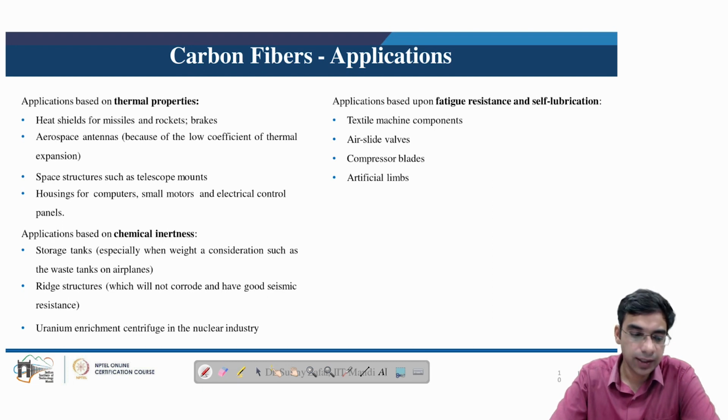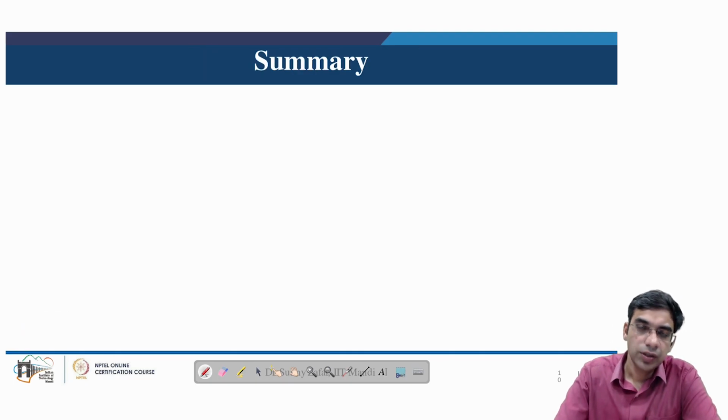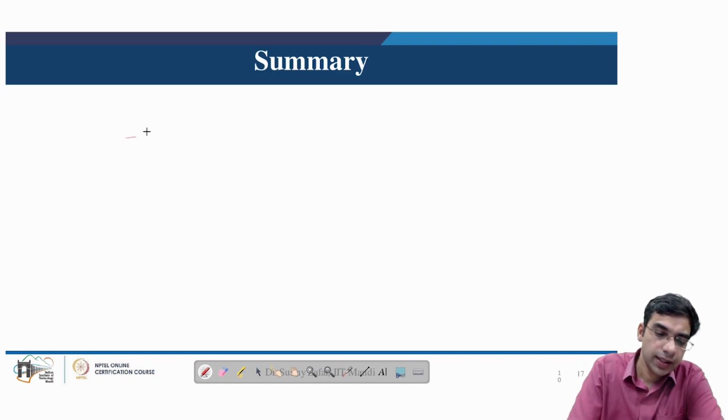Because of their chemical inertness, they have been utilized in storage tanks, rigid structures, and uranium enrichment centrifuges in the nuclear industry. Because of their fatigue resistance and self-lubrication, they are used in textile machine components, air slide valves, compressor blades, and artificial limbs. So in summary, we have seen the various properties of carbon fiber.